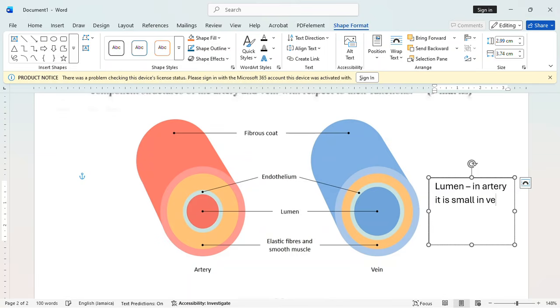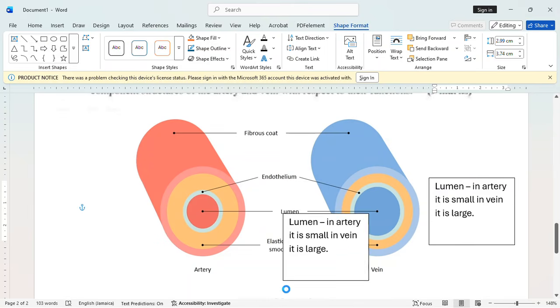So when we're doing our annotation, the lumen would be large for the vein, and it would typically be smaller compared to that in the artery. Yeah? In terms of the wall, we can talk about these smooth elastic fibers.